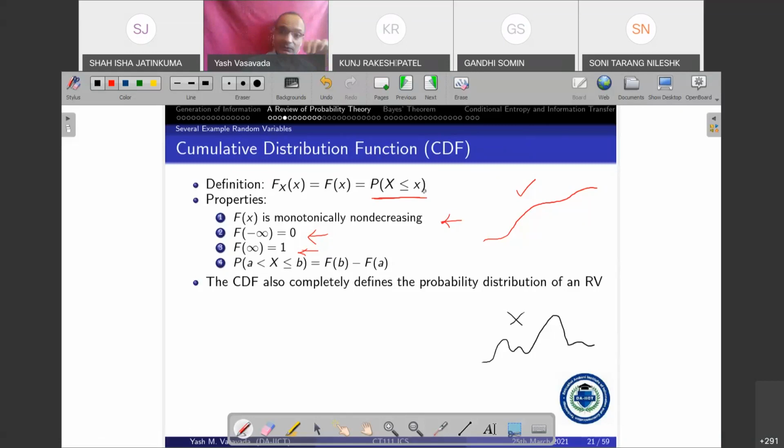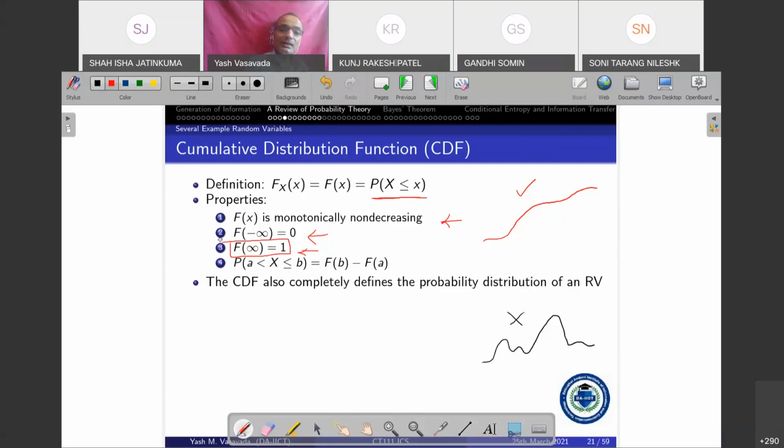Yeah, Tarang, I think you probably hit the right note. If you ask what is the probability that a particular random variable is less than positive infinity, obviously the answer is going to be 1. A random variable cannot be more than infinity; it is always going to be less than infinity. So with probability 1 it is less than infinity, and that is why f of infinity is always 1. Similarly, what is the probability that a particular random variable is less than negative infinity?